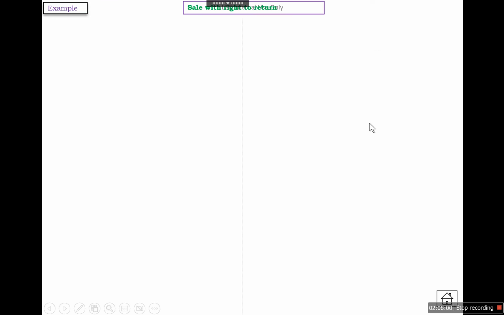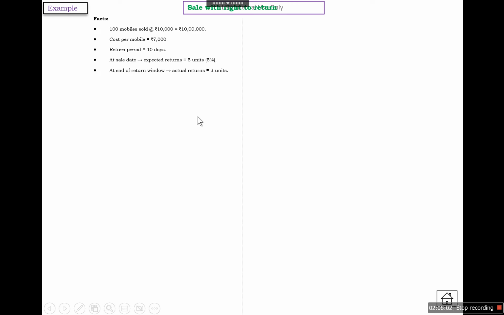So let's take one example of it. For example, 100 mobiles were sold at the rate of 10,000. So 10 lakhs is the amount. Cost per mobile is 7,000. Return period is 10 days. At the sale date, we expect that 5 units will be returned, 5% will return. At the end of the return window, actual return is 3 units.